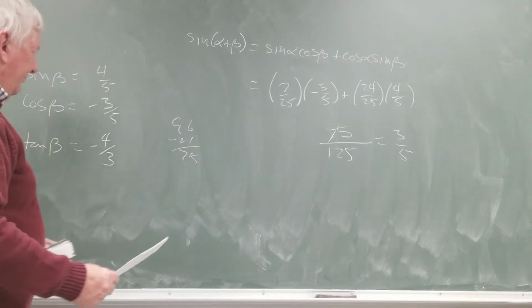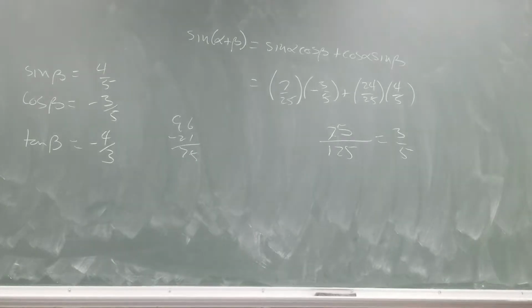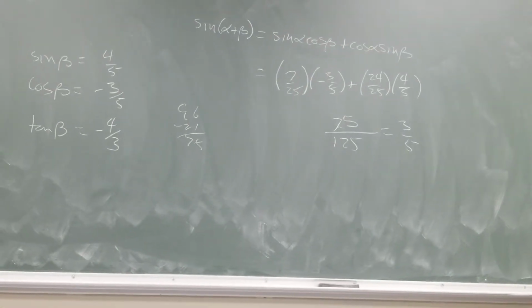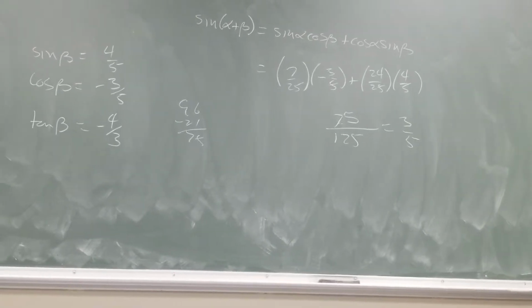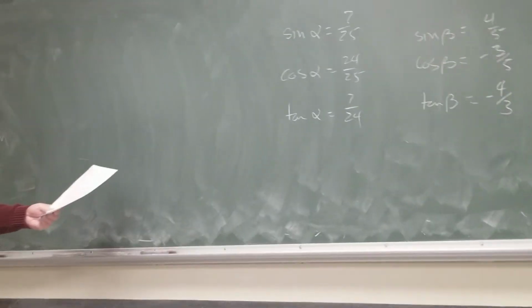Number B, cosine of alpha minus beta. And did you reduce it by 25s on that one? Yeah, 25. Okay, just want to make sure I did that right. Okay.